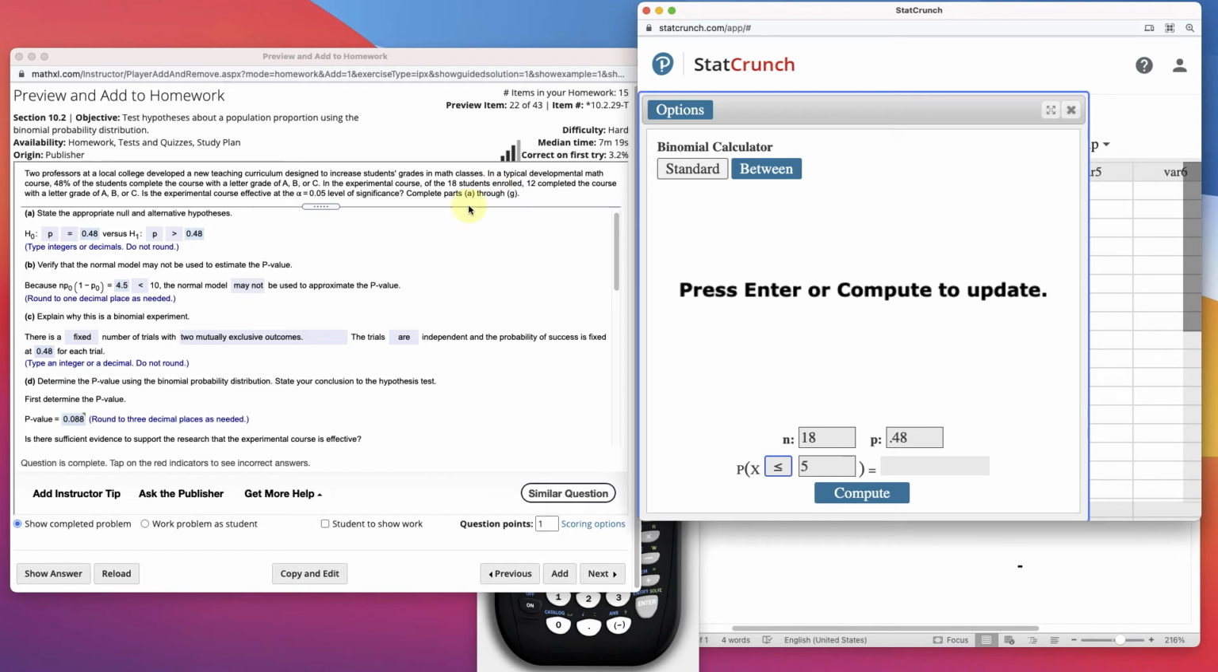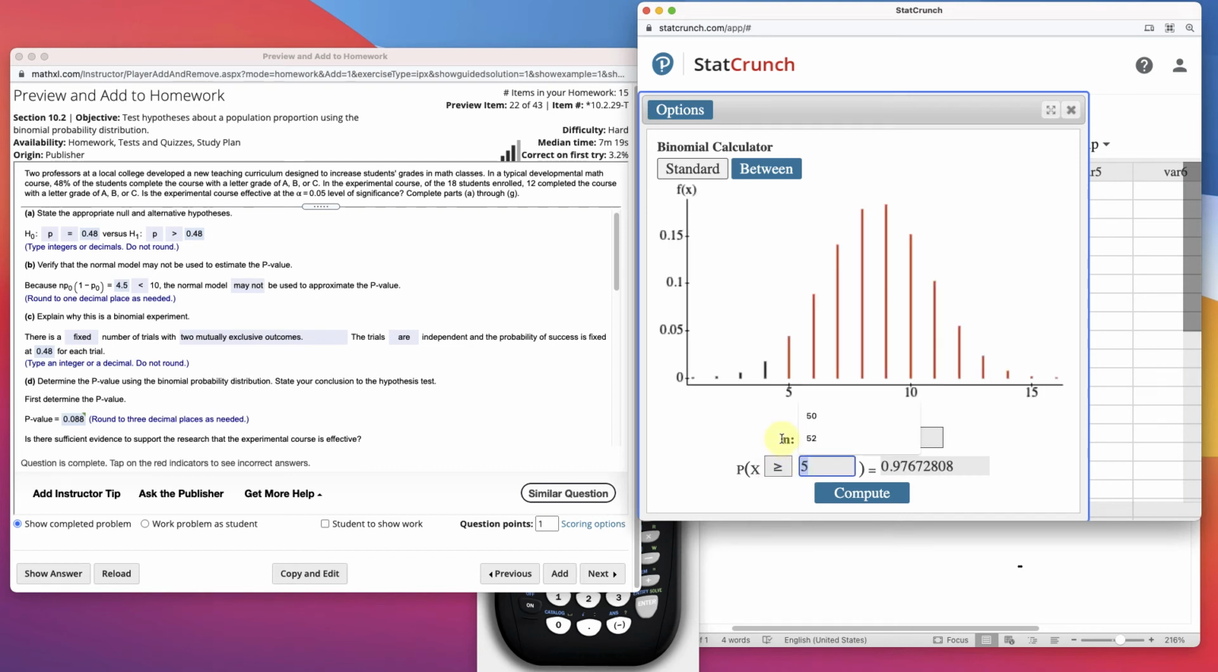And now what do we need to calculate? We need to calculate to the right, right? It says, of the 18 students enrolled, 12 completed the course with a letter grade. So if 12, 13, 14, 15, 16, 17, 18, going to the right, we want to be greater than. So let's go to the right of 12 or more. And then we'll get our p-value. So the right portion is considered here the p-value to the right of 12 students completing the course.